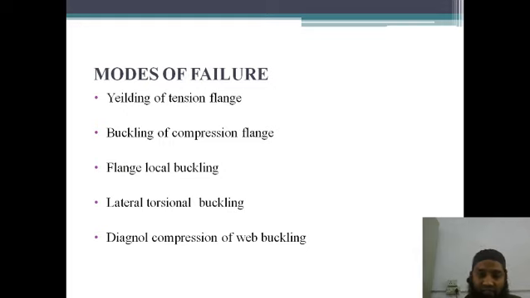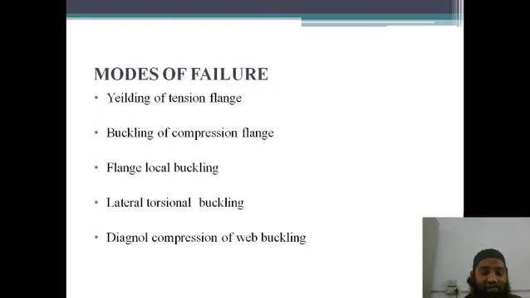The next mode of failure is the buckling of the compression flange. As there is load from the top also, the first flange, that is the top flange, undergoes compression, and because of that there are chances of buckling. So if we know the types of failure, we can go for methods to overcome these failures. That is why vertical and horizontal stiffeners are provided.